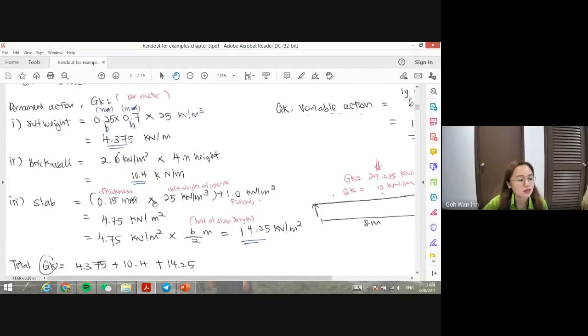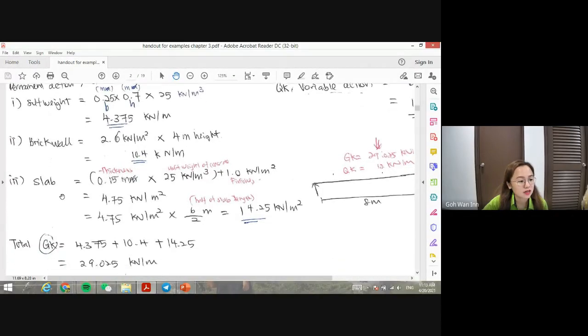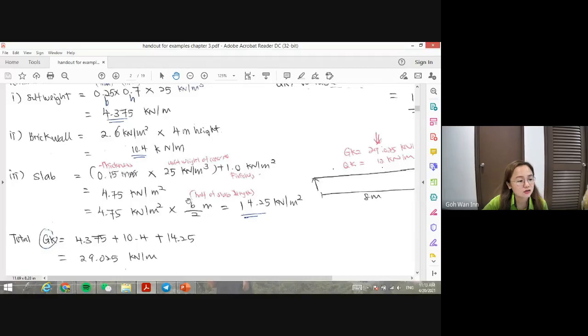For slab, as I said, slab normally is in kilonewton per meter square. So later when you calculate, you leave it in meter square first. The slab thickness is 0.15, 150 mm, right? 0.15 times the unit weight of 25 kilonewton per meter cube, plus 1.0, the finishes. The finishes is dead load. So you will get 4.75 kilonewton per meter square.